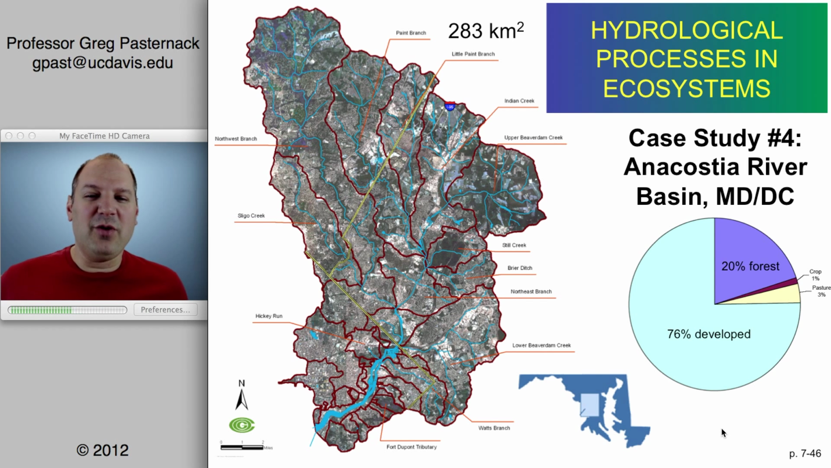Now let's look at a really remarkable watershed. This is the Anacostia River Basin, which drains to Washington, D.C. So Washington, D.C. is at the junction of the larger Potomac River and the smaller Anacostia River. The Anacostia River, if we look at its land use breakdown, is 76% developed. Compare that to the San Lorenzo case that I showed you in the Part 2 podcast. There's 20% forest, and so almost no agriculture taking place here.